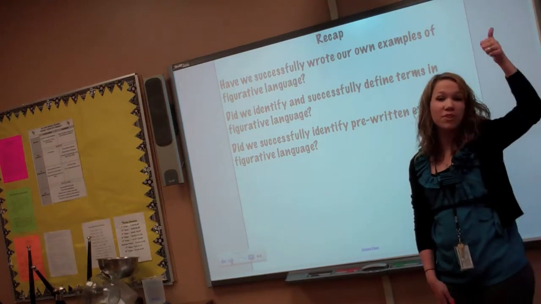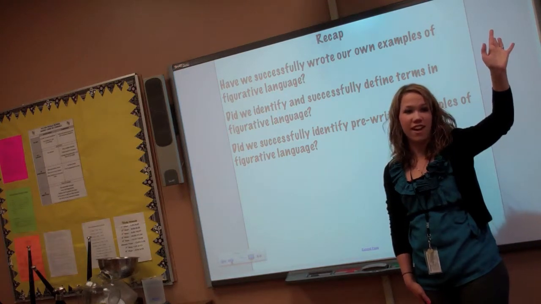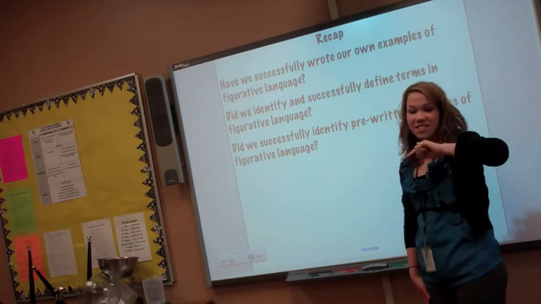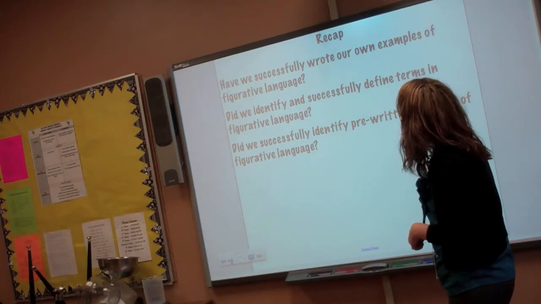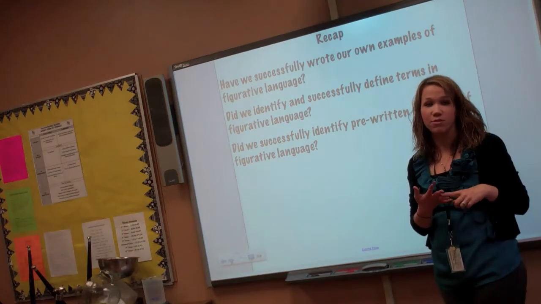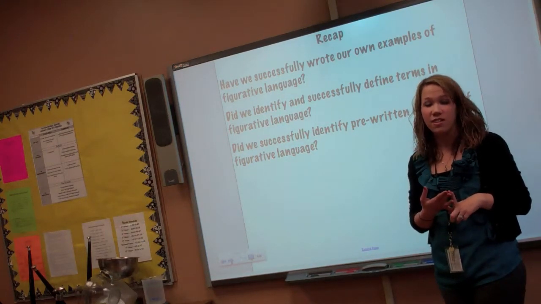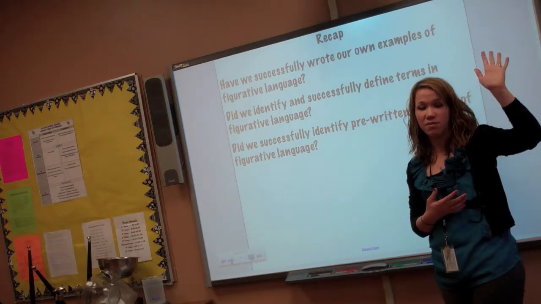Thumbs up if you think we did that. Hands up in the air if you don't think that we achieved that today. Very good. It looks like everybody is on board. Did we identify and successfully define terms in figurative language? Did we identify all those terms that we've talked about and give their meanings accurately? Thumbs up if you think we did it. Hands up if you don't think so.